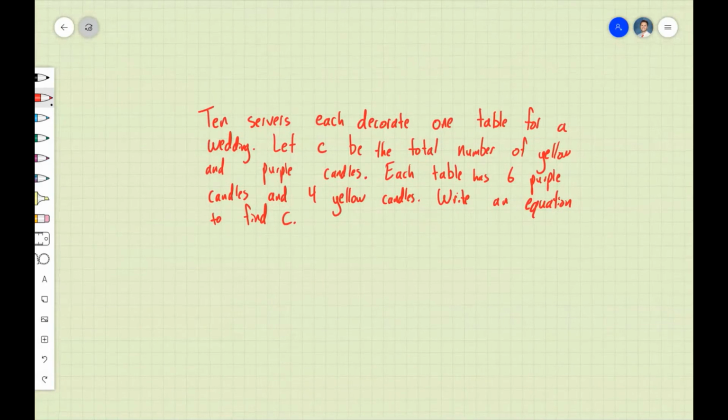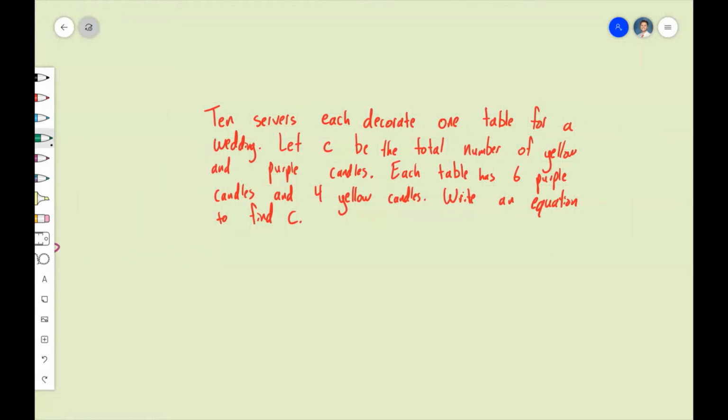All right, now let's look at a word problem here. It says 10 servers each decorate one table for a wedding. Let C be the total number of yellow and purple candles. Each table has 6 purple candles and 4 yellow candles. Write an equation to find C. Okay, so let's go back and look at everything we know. We know 10 servers are each decorating one table, so that would mean a total of 10 tables. C is going to be the total number of purple and yellow candles, and we know that each table has 6 purple candles and 4 yellow candles.